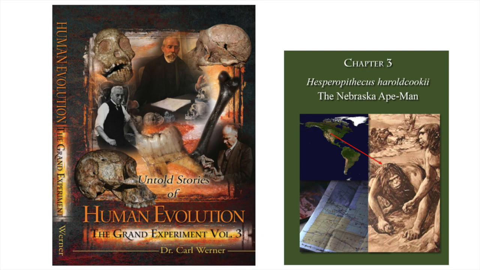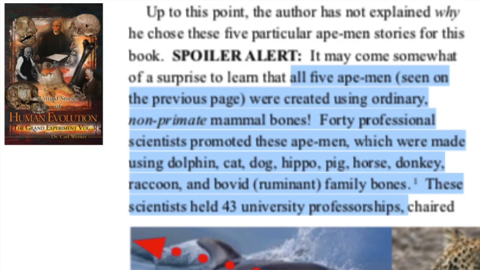Now let's move on to the human evolution. This is volume 3, Untold Stories of Human Evolution, and this is where it gets fun. And here's a spoiler alert. There was 5 ape men that they made out of ordinary animal bones. 40 professional scientists promoted these ape men, and they were made out of animal bones, made out of bones of dolphin, cat, dog, hippo, pig, horse, donkey, raccoon, and bovid family bones.